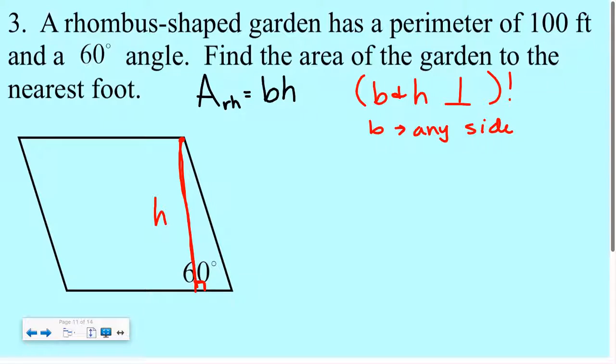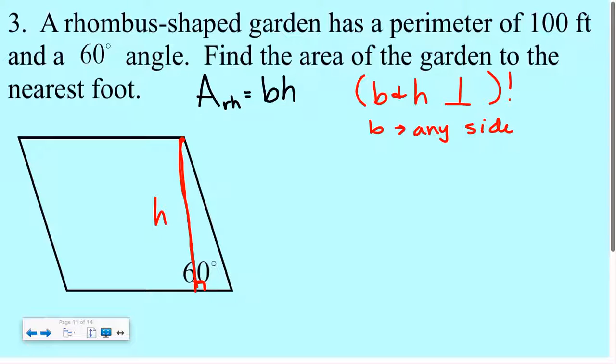Reread it here. A rhombus-shaped garden has a perimeter of 100 feet and creates acute angles of 60 degrees. Well, the 60 degree is already labeled in there, but we haven't used anything yet about the perimeter. What's perimeter measure? The outside, the distance around the figure. So I know that all 4 sides added together have to be 100 feet.